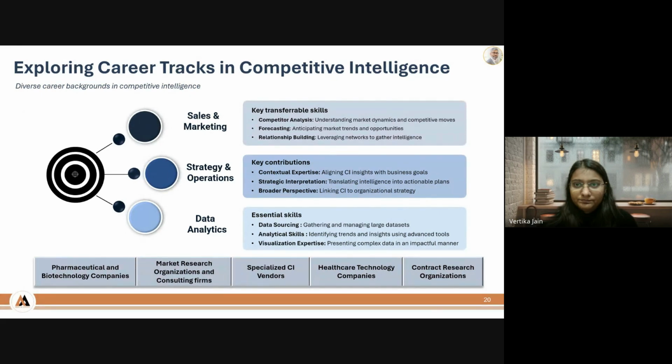You work in forecasting, for instance, you work in competitor analysis, at the same time you're relationship building. So the skills that you use within CI, they're very transferable. Hence why when you're working cross-functionally, you can move in different silos. I think the rest is pretty much what we've already discussed.